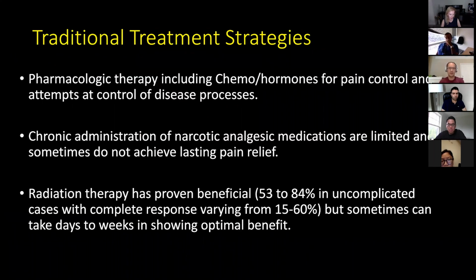So with the traditional treatment options that are available to a patient with spinal metastatic disease, of course, pharmacology, hormonal therapy for breast and prostate, you have the narcotic analgesia, RT. Our radiation oncology colleagues are really the quarterbacks in this world. RT is very, very helpful, but it does take a little bit of time to achieve maximum benefits.